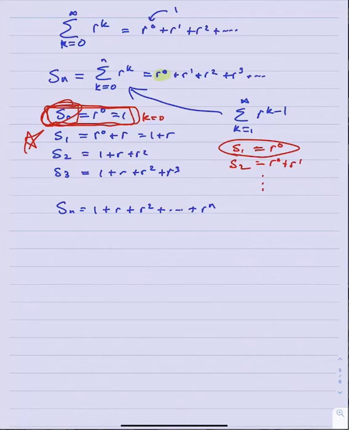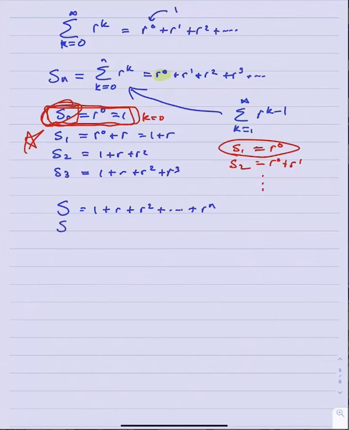All right, let's just detach the S sub n from that for a minute, and let's just call it S, just to make it simple. So I have a sum of the first n plus 1 powers of r: r to the 0, r to the first, up through r to the nth. Let me do a little trick here.